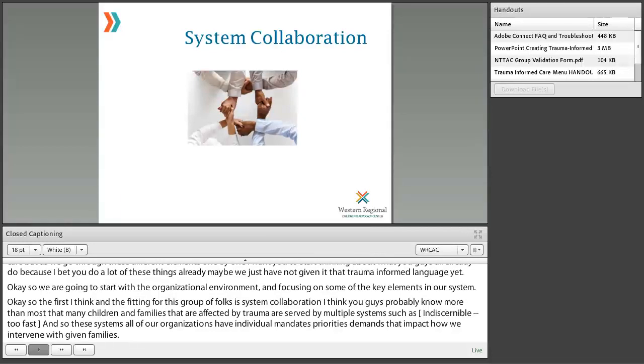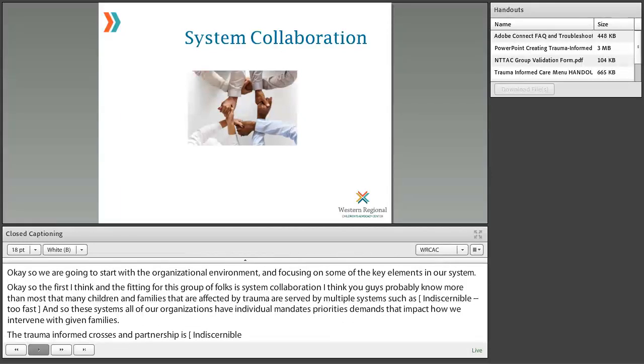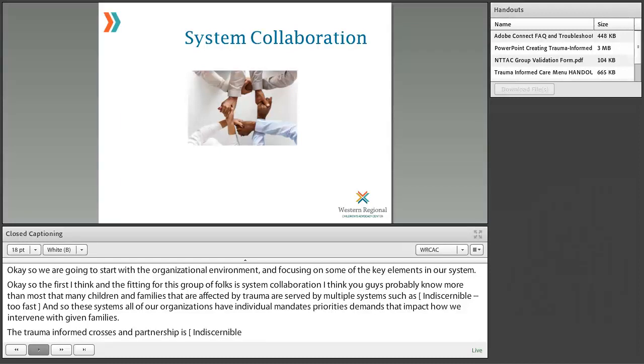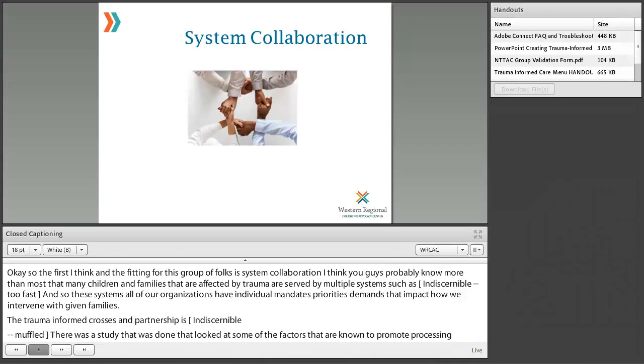There was a study that was done that looked at some of the factors that are known to promote cross-system collaboration. And so I thought that was pertinent to share with you all today. So those were things like we have a history of working well together and a history of trust. We've got clear roles and responsibilities. So I know in this collaboration what my role is. I know what their role is, and I know my responsibility.